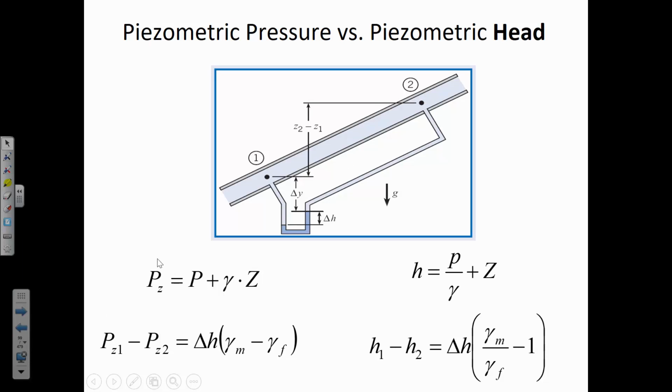Now here's piezometric pressure. If we divide each of these terms by gamma, then what we're left with is that we have piezometric head is the pressure divided by gamma plus the elevation. So you can rearrange the difference in piezometric pressure to instead be a difference in piezometric head, and we'll end up with this formula. And this is maybe just sort of like a foreshadowing of things to come.